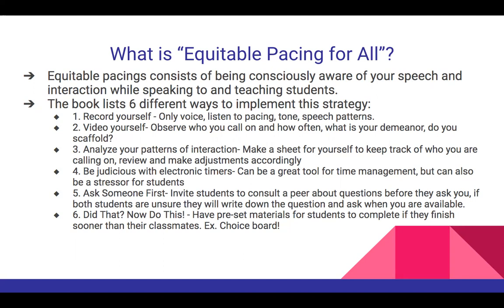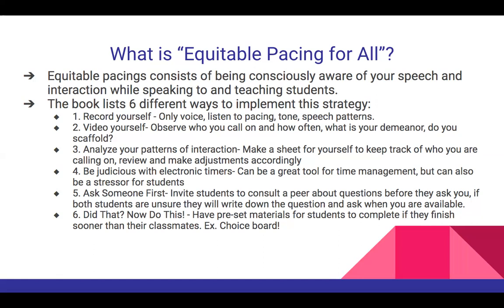Number 3 is to analyze your patterns of interaction. A strategy the book listed for this was to make a sheet for yourself that marks where all your students are in the classroom and keep track of who you are calling on. You need to be very honest and open when you do this. Even if you notice that you're calling on somebody multiple times, obviously, make the change. The point is to honestly mark who you are calling on and how often, then review it and make your adjustments accordingly. What do you need to change? Who should you be calling on more? Who should you be calling on less?